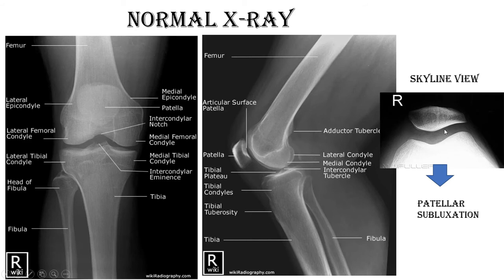And why is the skyline view taken? See, this is the lateral trochlear ridge and the medial trochlear ridge, and the summit of this ridge coincides. That means the patella is not subluxated. In habitual dislocation of patella or patella subluxation, you have to check this at 90-degree flexion, and at more than 90-degree flexion, you will see on the X-ray that the patella is not subluxated.